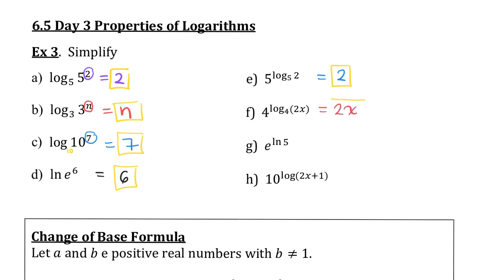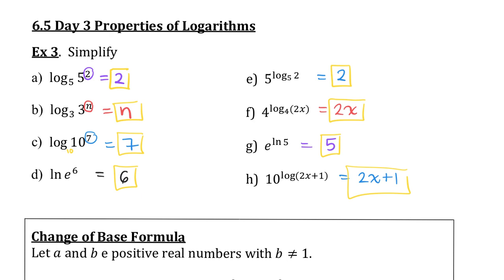Okay, if I do e to the ln 5, e and ln are inverses of each other, so I end up with 5. And 10 to the log of 2x plus 1, the exponent and the log kind of cancel each other out, and we're just left with the 2x plus 1. So if you see something like that, they look very complicated, but then you think, oh, they kind of cancel each other out, so I can get the answer really quickly.